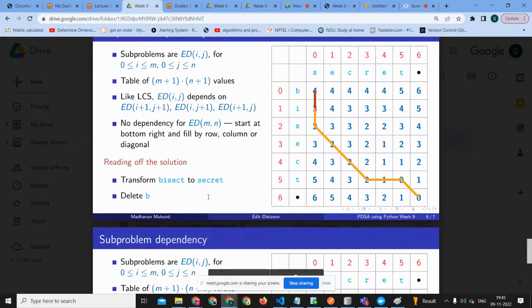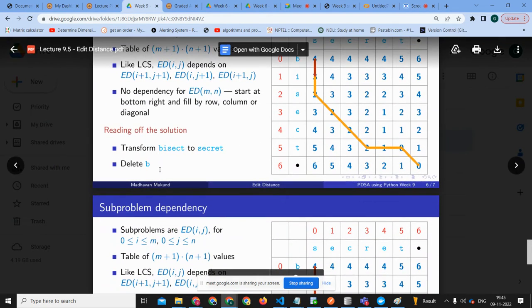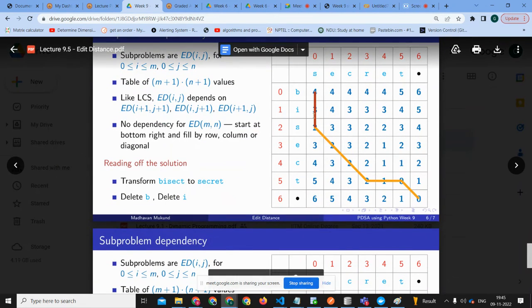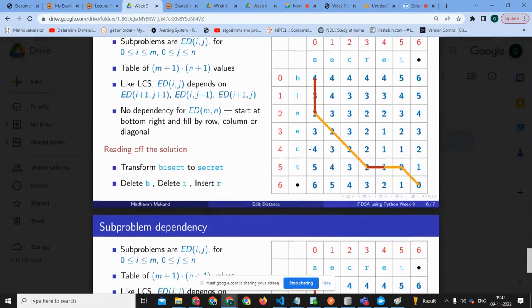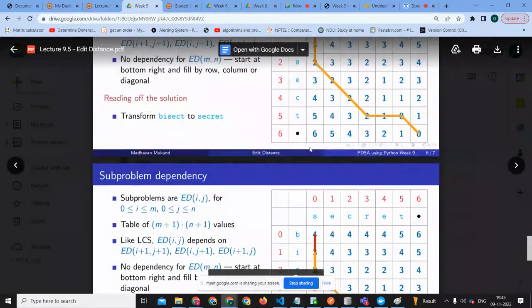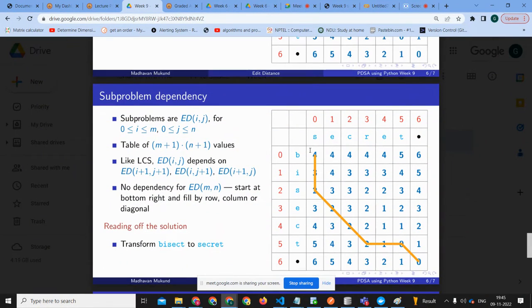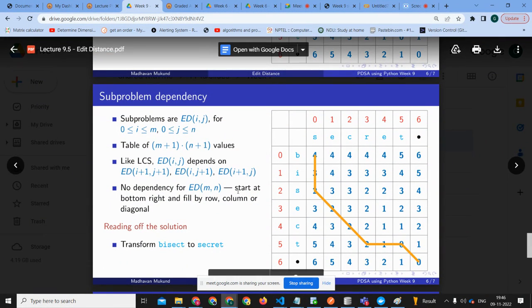Reading of the solution: transform bisect to secret. Right. Delete B. I think they are coming here from here only. Are they? But if you come from 4, what are we reaching actually and what are we finding out?